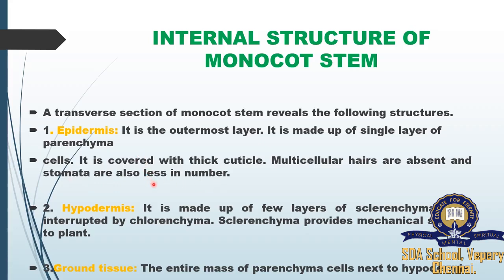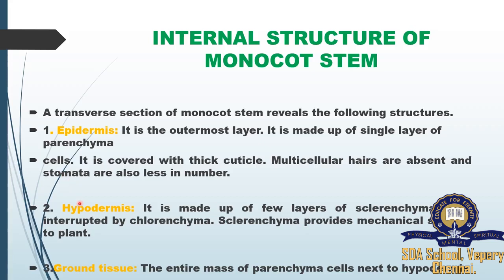Epidermis is the outer layer, we already know. It has a single layer of parenchyma cells, and a thick cuticle is present. In the dicot stem, cuticle is present, but here a thick cuticle is present. Multicellular hairs are absent. But in the case of dicot stem, it has multicellular hairs, but here the multicellular hair is absent. And stomata are also very less in number. What is the function of stomata?